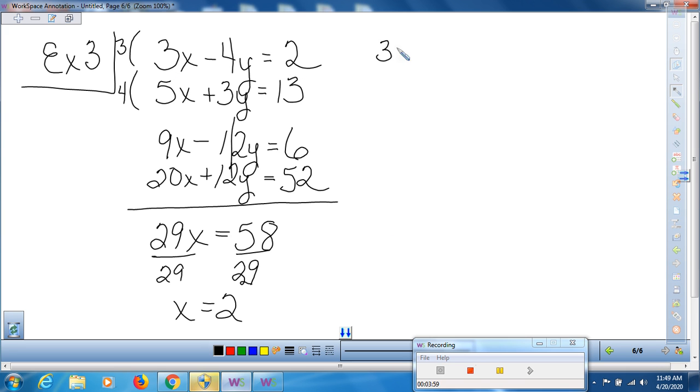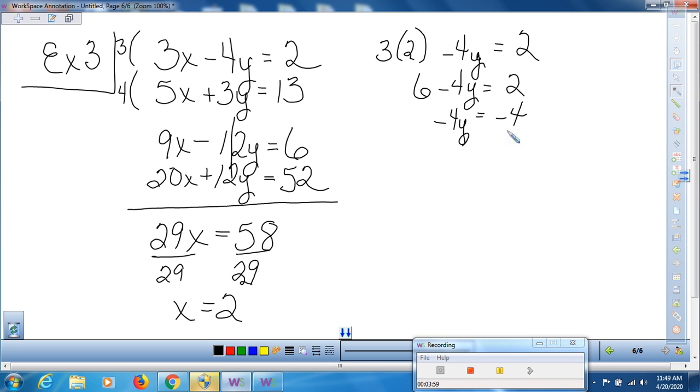So if I start with the top one, 3 times 2 minus 4y equals 2. That's 6 minus 4y equals 2. Subtracting 6 to the other side, we get negative 4y equals negative 4. Dividing both sides by negative 4, we get y equals 1. And again, the last step is always to write this as a solution or a point. This is the point 2, 1, x and then y.